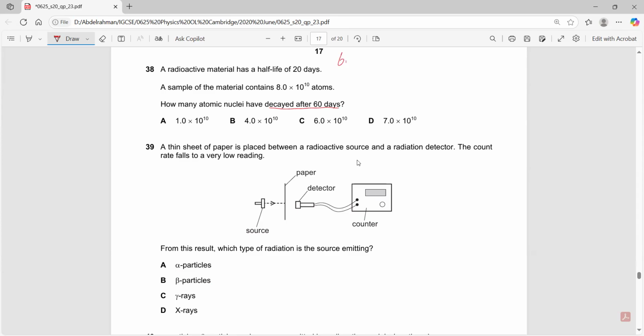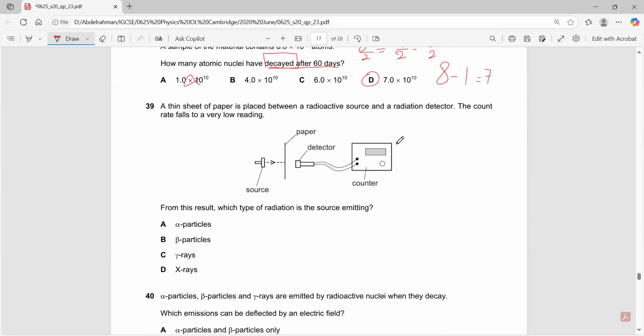So 60 days divided by 20 means that you have 3 half-lives. You start off with 8 divided by 2, 4 divided by 2, 2 divided by 2. So you only have 1 times 10 to the power of 10 atoms remaining after 60 days. So 1 is wrong, because he's asking about how many nuclei have decayed. The amount that has decayed would be 8 minus 1, which is 7 times 10 to the power of 10 atoms.